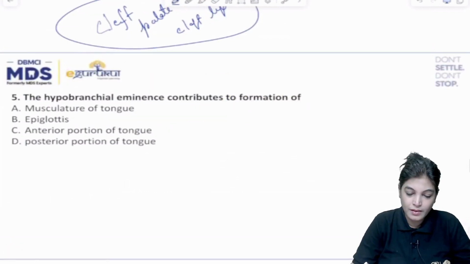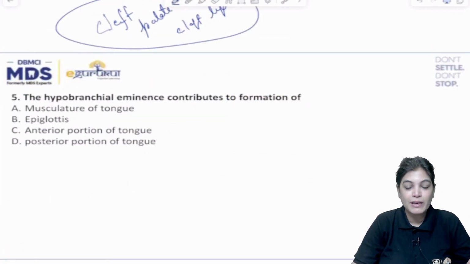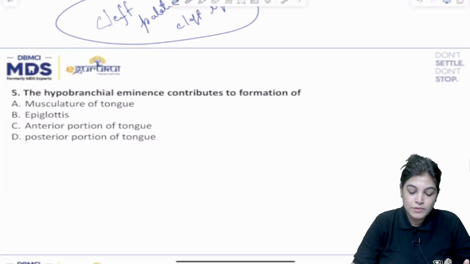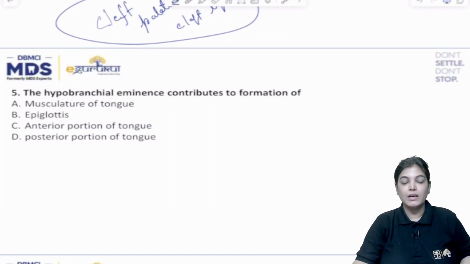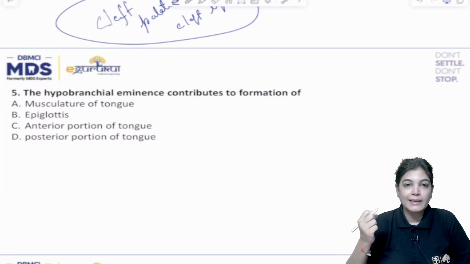Okay, dear. So hypobranchial eminences contribute to the formation of, the options are: the musculature of the tongue, the epiglottis, the anterior portion of the tongue, the posterior portion of the tongue. So this is also a very good question, and we have to mark the right answer. Here, if I have to mark the right answer, I will definitely go with one of the options, and I'm coming to the reason why.